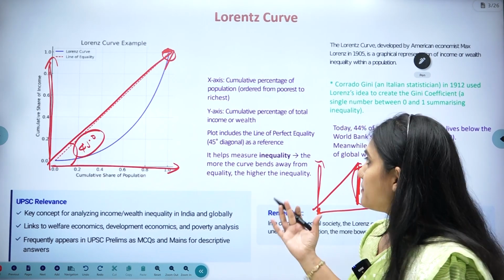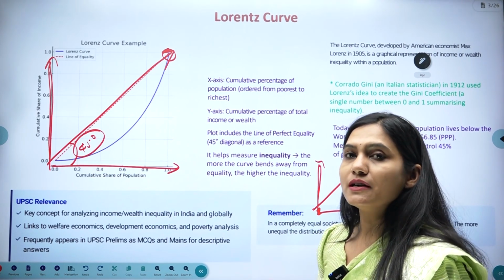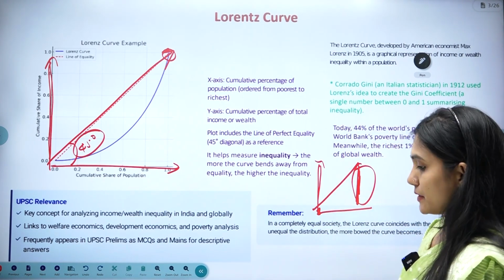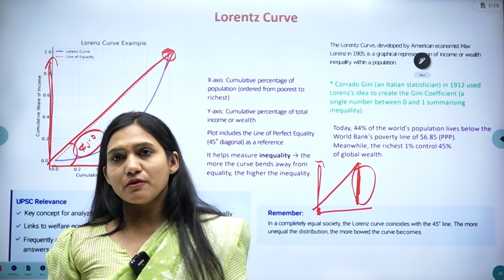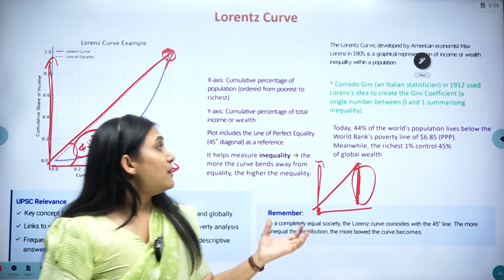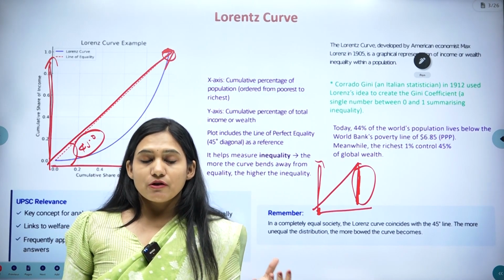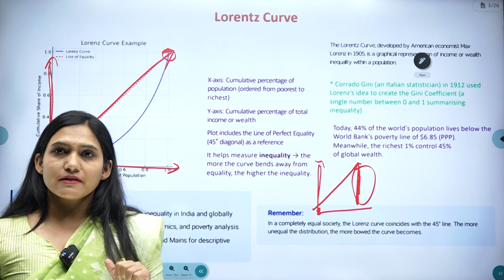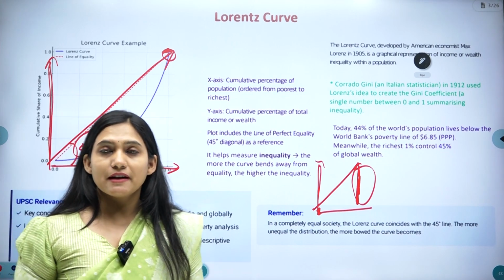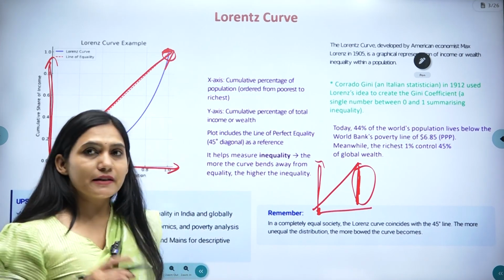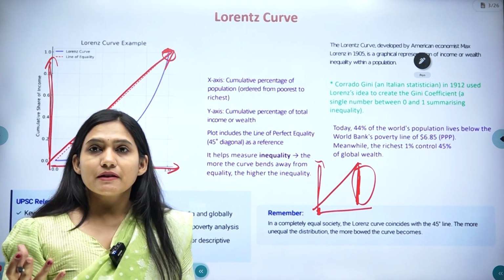And based on these observations, what government can do? Government can form the policies to reduce the income inequality. Okay, so in 1912, because Lorentz curve was given in 1905, then after that Corrado Gini, who was an Italian statistician, so he used Lorentz curve to create an index which can exactly measure the income inequality among the countries. So he created a range from 0 to 1 in which the income inequality was measured.